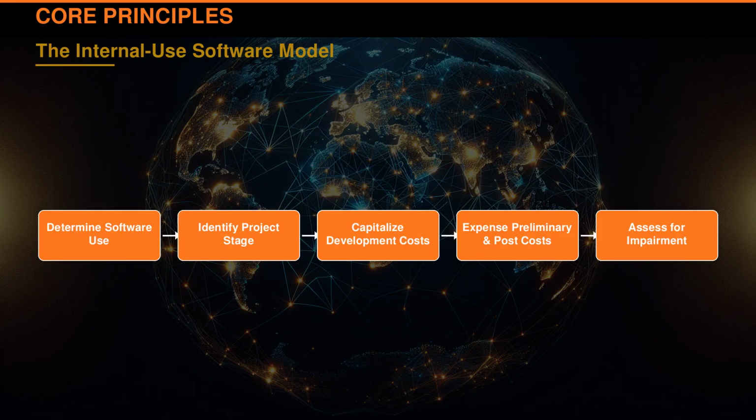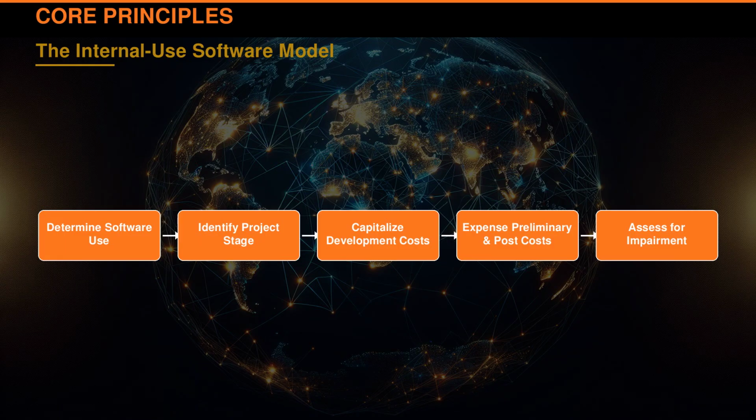The internal use software model is essential for companies developing software for internal use. It guides the accounting treatment of costs through distinct project stages. In our example, Meridian Corporation has a $10 million SaaS contract with an $8 million software license and $2 million for implementation. By following this model, Meridian can accurately determine which costs to capitalize or expense, ensuring compliant and transparent financial statements.